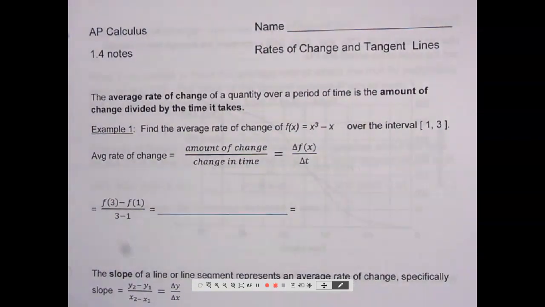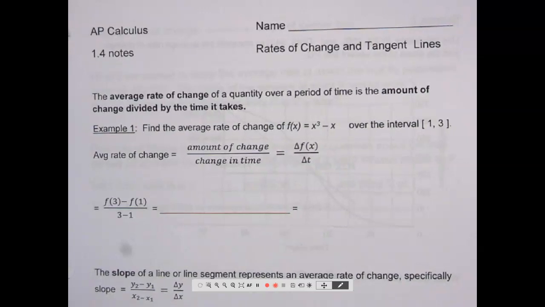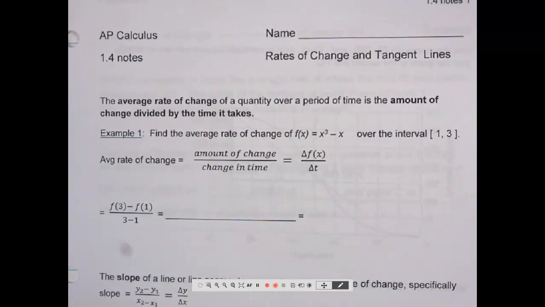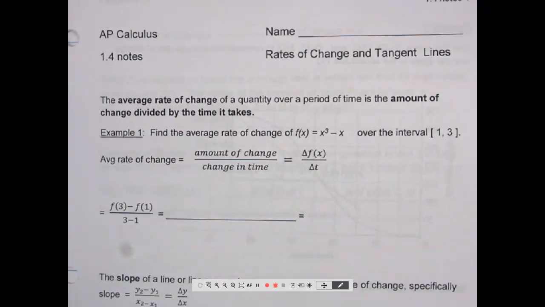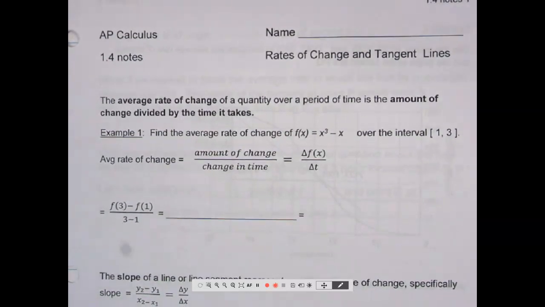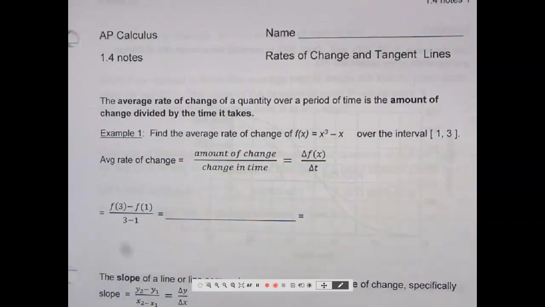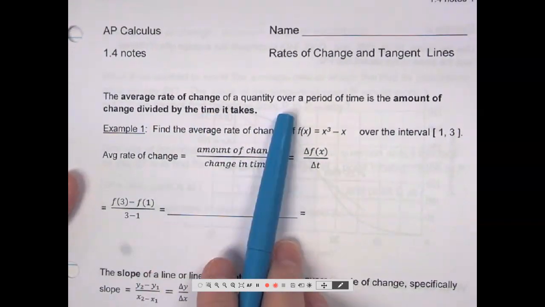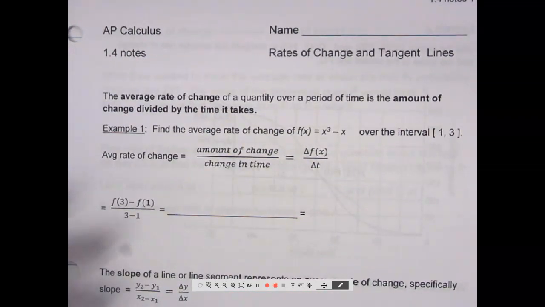Okay, so this is actually a pretty important lesson in the big scheme of calculus, because we're introducing one really huge topic. It's kind of where it starts. The average rate of change of a quantity over a period of time is the amount of change divided by the time it takes. We talked about that like driving to school. How many miles did you cover? How long did it take? Then we could convert to miles per hour.